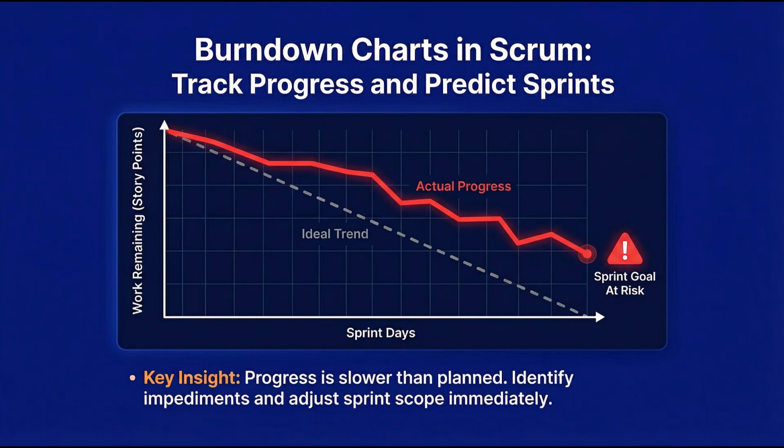Diagnostic questions. Are we accounting for meetings, emails, and other non-sprint work? Are there recurring blockers or dependencies? Is the product owner changing priorities mid-sprint? Action framework. Daily stand-up. Identify scope that can be decommitted early. Don't wait until the last day.